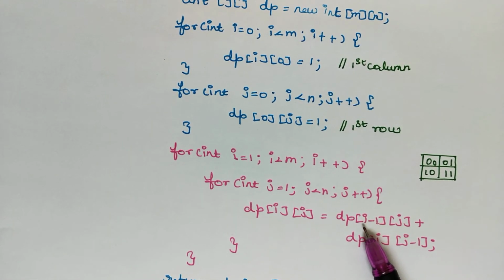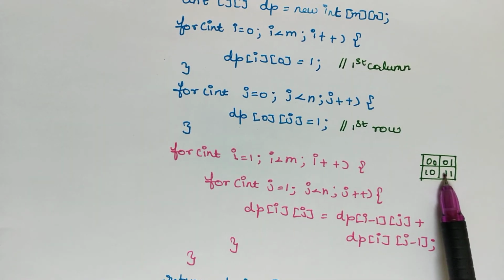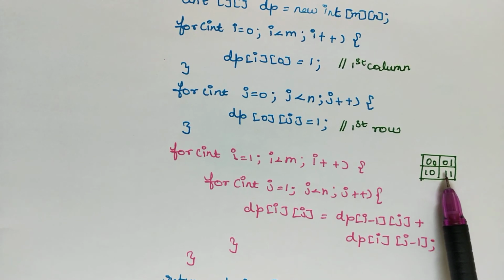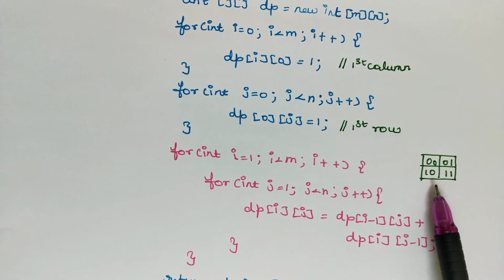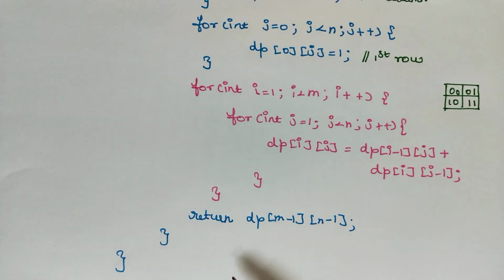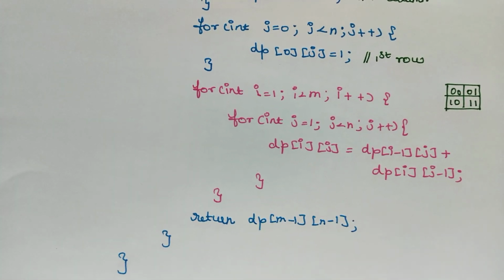To take the cell which is above me, I will do i minus 1, because to take the value which is above me, i will be decremented by 1. To take the cell which is to my left, j will be decremented by 1, because the column value will be one less than the current column value. So after doing these steps, finally we will return dp of m minus 1, n minus 1 as the result.